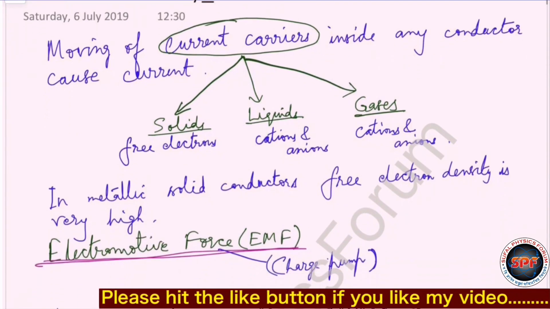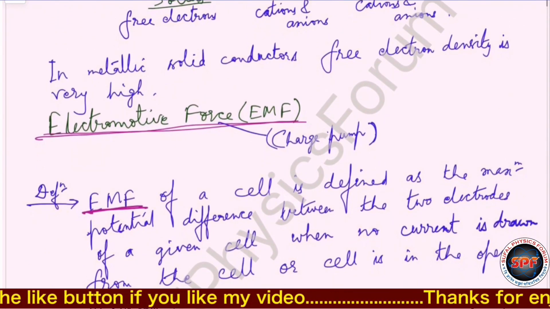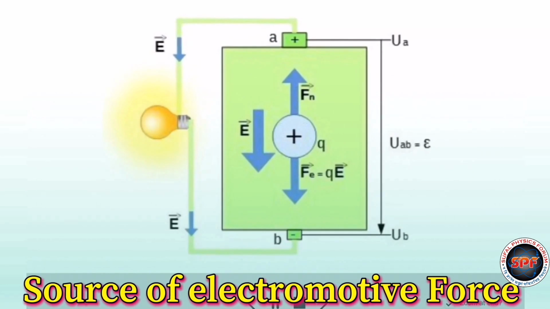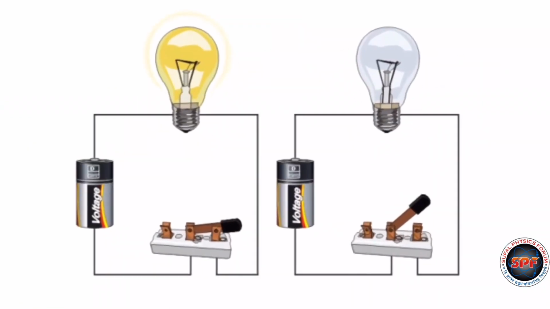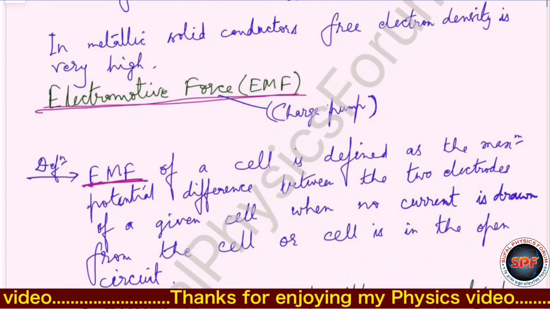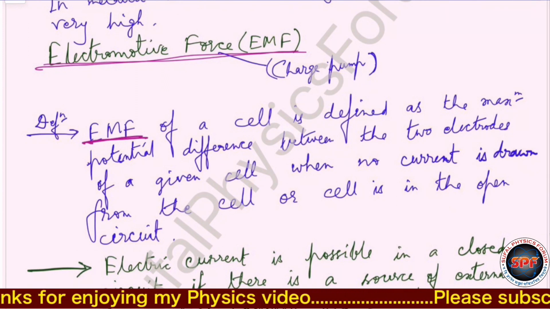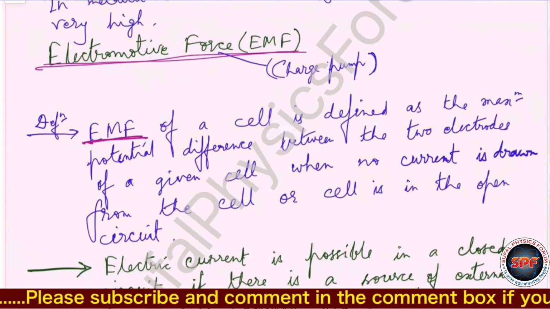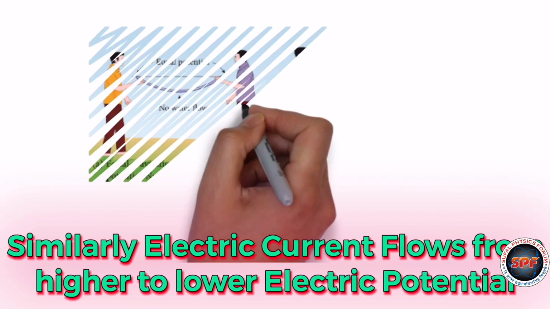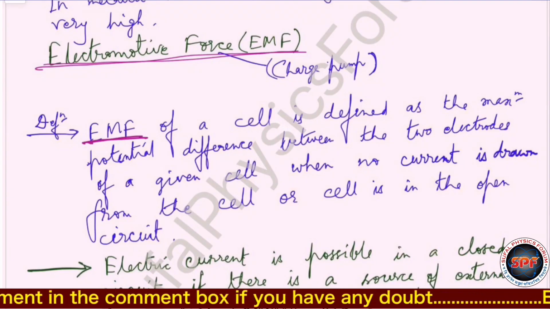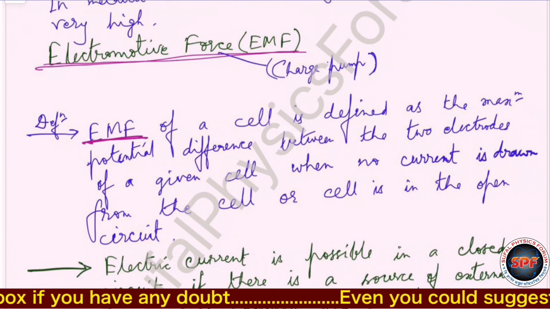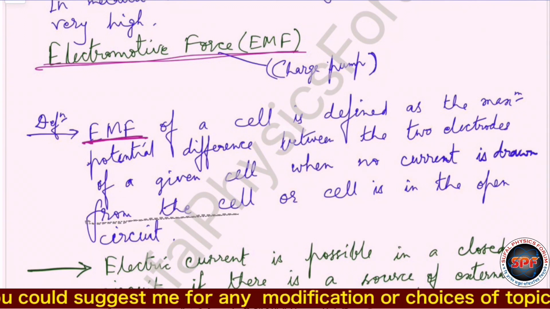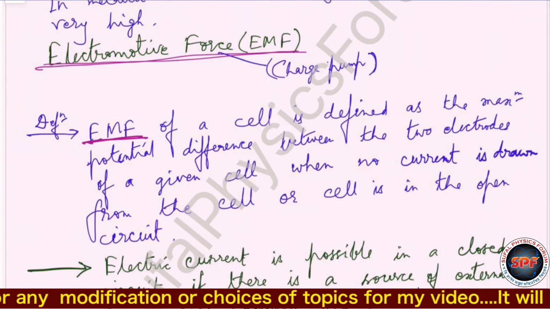Firstly, I am going to discuss electromotive force, EMF. In plain language, it is the terminal potential difference between the positive and negative terminal of a battery in open circuit. But definition wise, it is defined as the maximum potential difference between the two electrodes of a given cell when no current is drawn from the cell, or the cell is in open circuit.